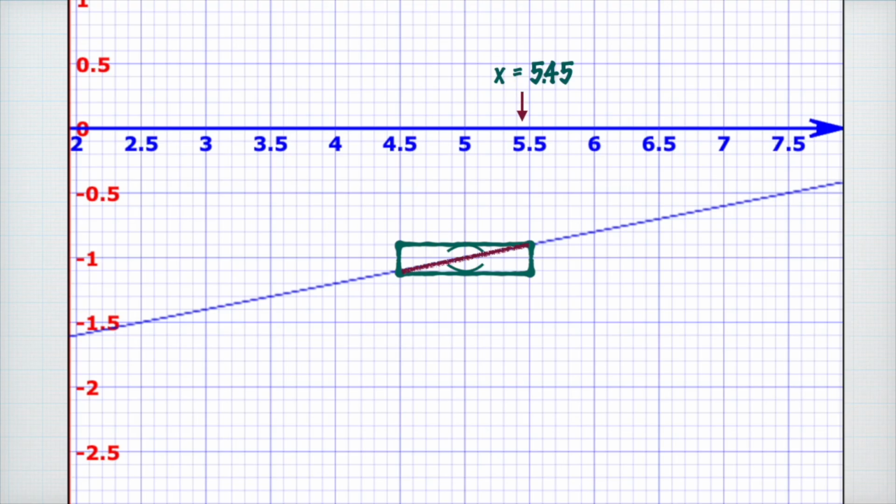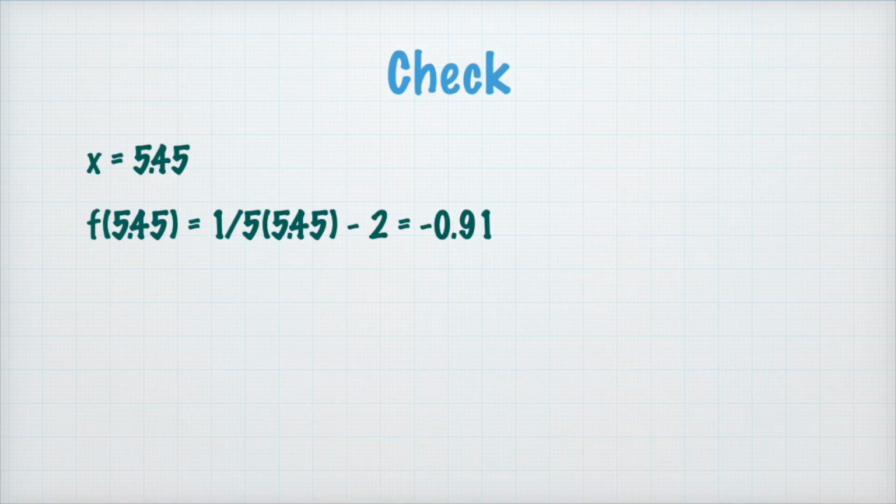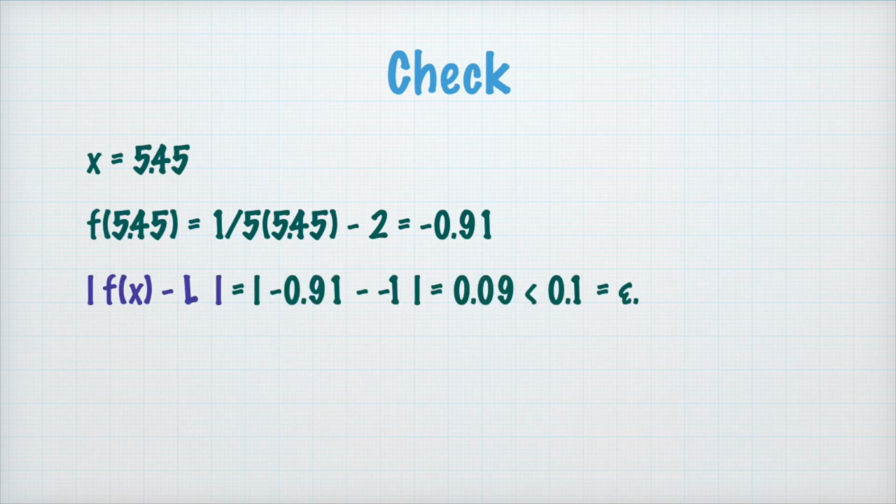All right, let's check another one. How about 5.45? So we put that in the function, we take a fifth of it, we subtract 2, we get -0.91. And then we take the difference of that with the limit -1, and we see that that is 0.09, which is less than 0.1, which is epsilon.